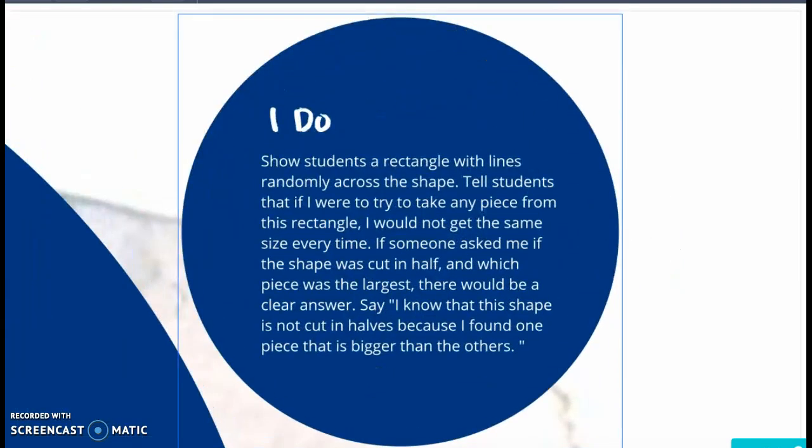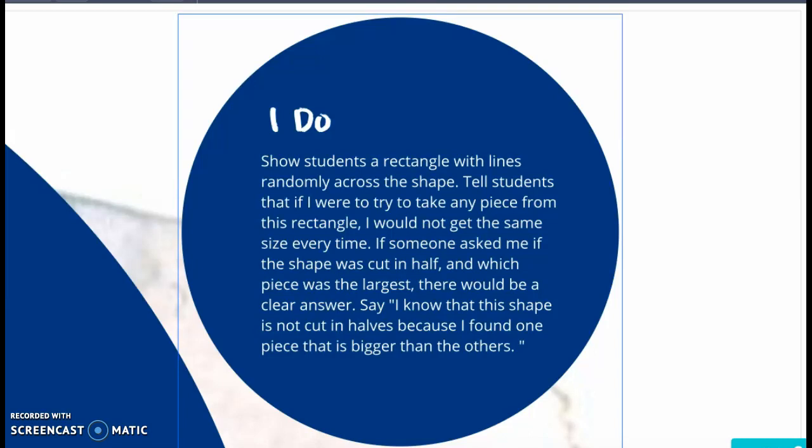For the I do portion, which should be teacher-led, show students a rectangle with lines randomly across the shape. Tell students, if I were to try and take any piece from this rectangle, I would not get the same size every time. If someone asked me if the shape was cut in half and which piece was the largest, there would be a clear answer.